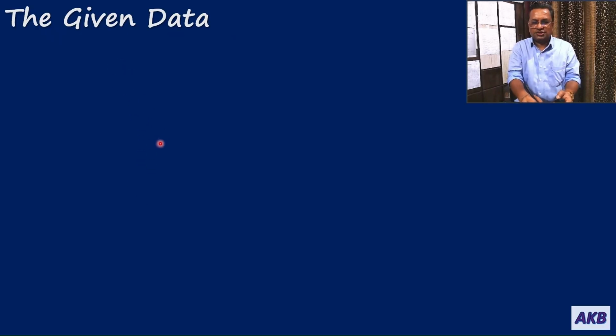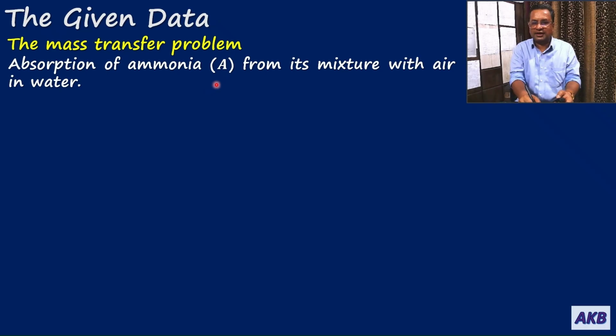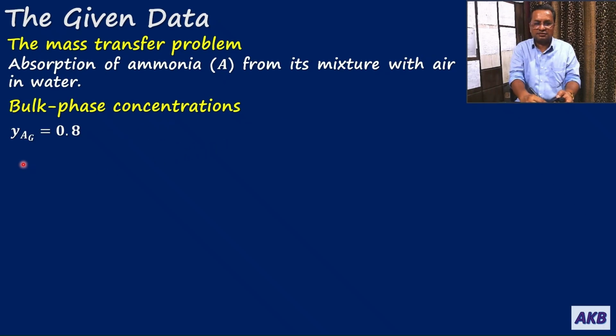First of all, we will collect the given data. The mass transfer problem in this case is absorption of ammonia, which we have denoted by capital A, absorption of ammonia from its mixture with air in water. Then the bulk phase concentrations are given to us. YAG, the concentration of A in the bulk gas phase, is 0.8. Then the concentration of ammonia in the bulk liquid phase is 0.05 mole fraction.